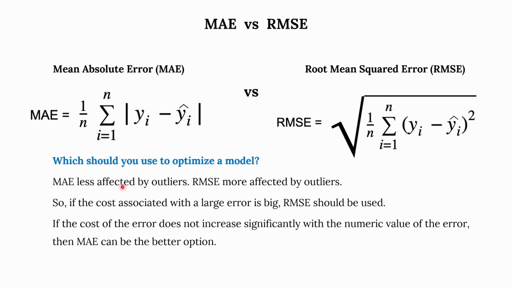Mean absolute error is less affected by outliers, whereas root mean squared error is more affected by outliers. So if the cost associated with a large error is big, root mean squared error should be used. If the cost of the error does not increase significantly with the numeric value of this error, then you can use the mean absolute error.